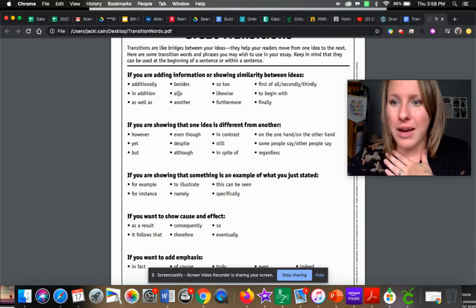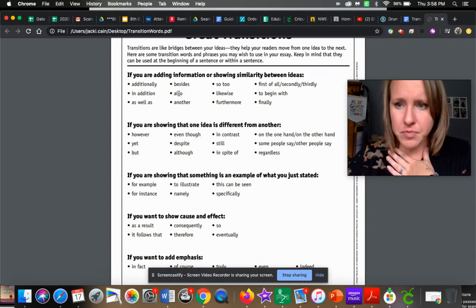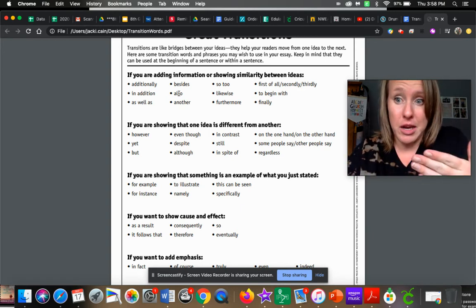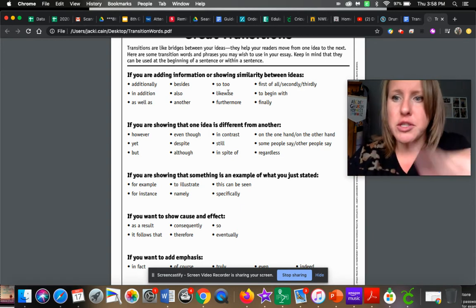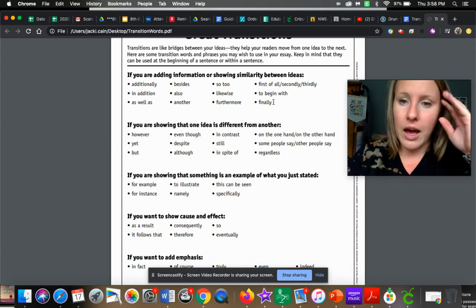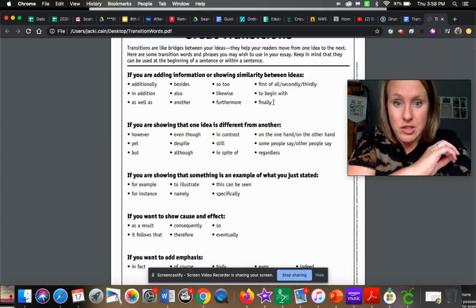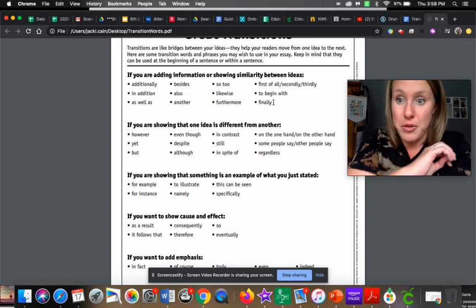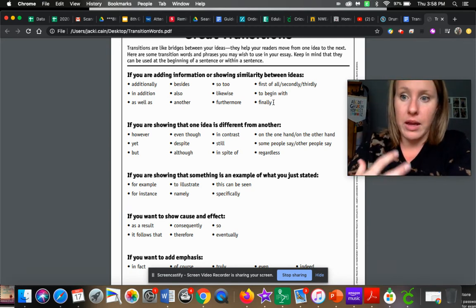Also, and a lot of you guys already use also, which is great. So if you go to put also in, switch it up, see what else you can put in there. A lot of people always say first, second, third of all, thirdly. You could say to begin with, that would be a great start. Likewise, furthermore. So these are great ways to keep it going. You're adding things that kind of connect.